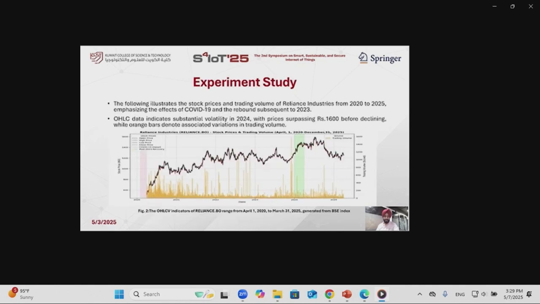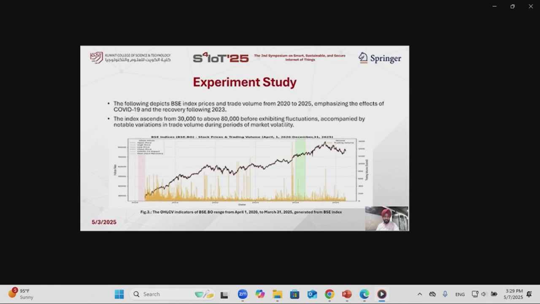And this is the experimental study, where this is the graph of our Reliance Industries, the open price, high price, low price, and close price, and the volume from April 2020 to March 2025. And we got this data from the BSE index. In the same way, we have the BSE index data from April 2020 to 31st March 2025.